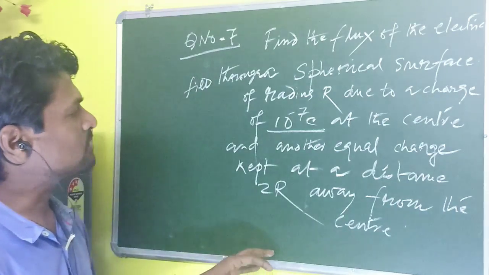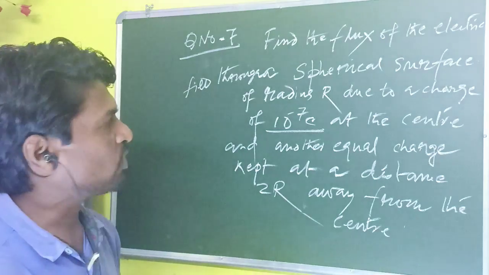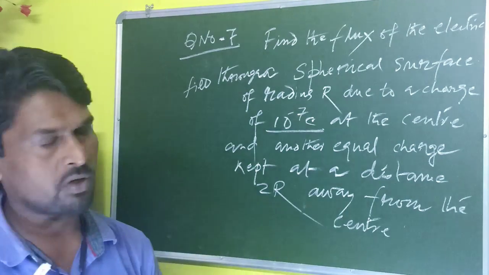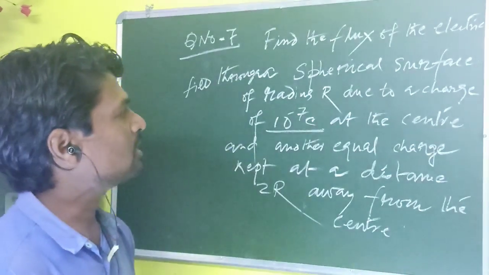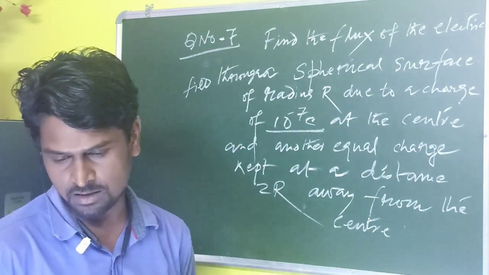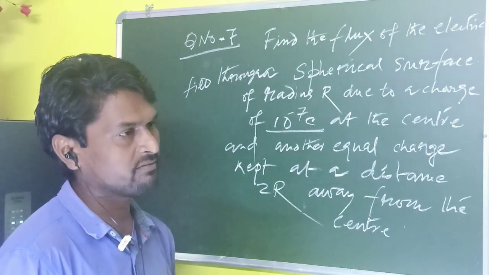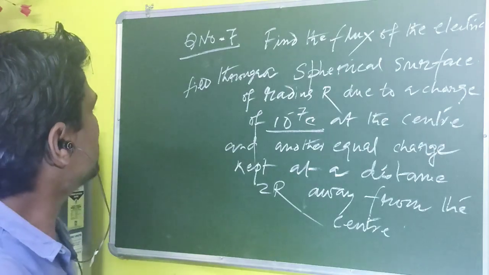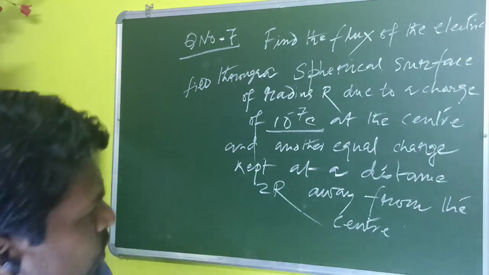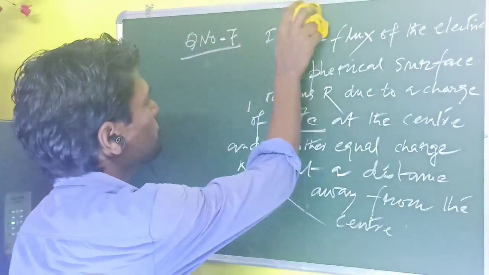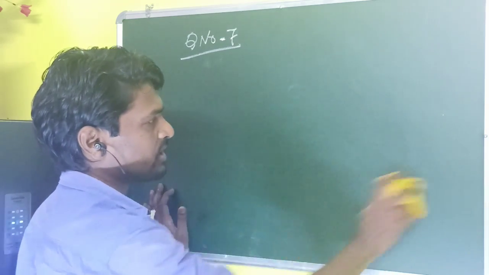So first of all, students, you have to note down that particular question. That is question number 7, from Gauss's law, page number 141. If you do not have that book, then you have to download the PDF, that is AC Verma, Numerical number 7 from Gauss's law. This is the question. First of all, write down the question and then figure it out.